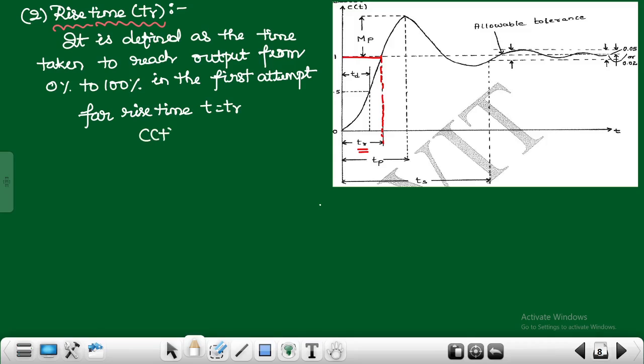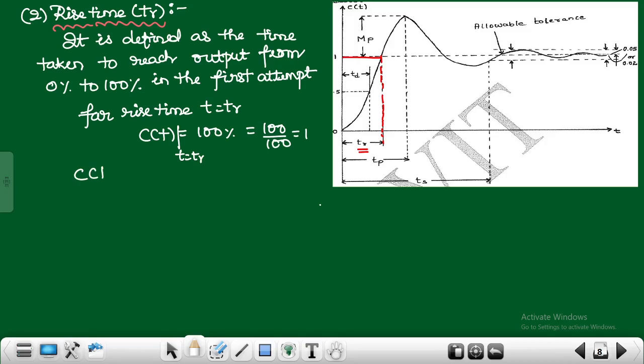What is C of t? C of t we have taken as, at t equals to T r, you are getting 100%. That means 100 by 100, that is equal to 1. So, let us equate that C of t value.